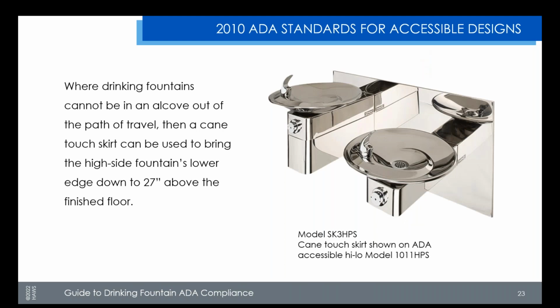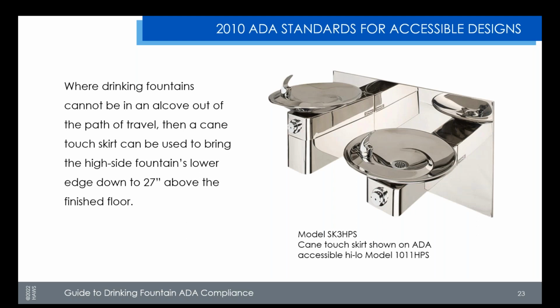Now, I'm going to use our products as an example here. Our 1011 HPS is on the screen. The SK3 cane skirt is what is attached there, and that's what I want to focus on. So this is like your typical high-low unit installed in your high traffic, like customer areas, etc. It's shiny and it looks great, and it's your typical example of what a high-low ADA installation looks like. So the SK3 cane skirt there is what we need to discuss.